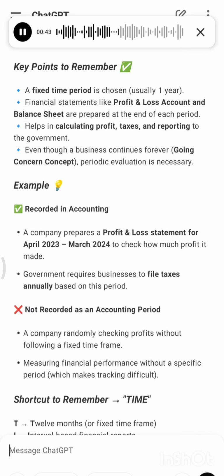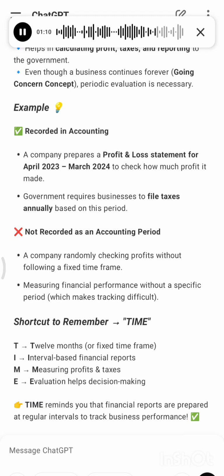Recorded in accounting: a company prepares a profit and loss statement for April 2023 to March 2024 to check how much profit it made. Government requires businesses to file taxes annually based on this period. Not recorded as an accounting period: a company randomly checking profits without following a fixed time frame. Measuring financial performance without a specific period, which makes tracking difficult.